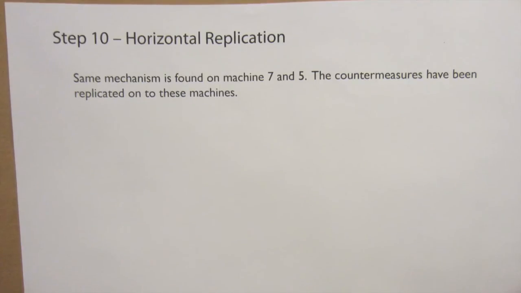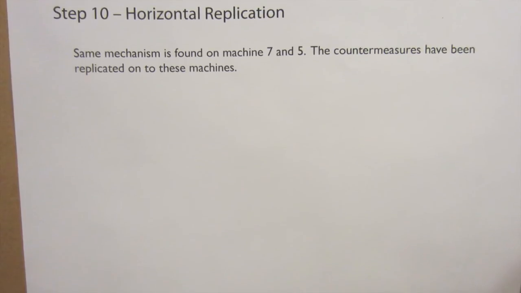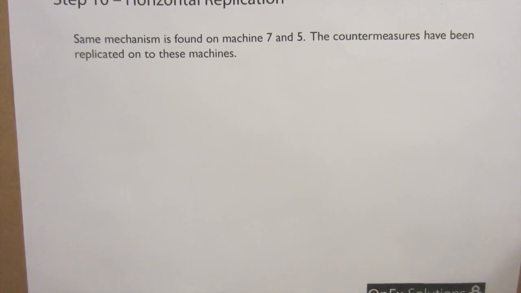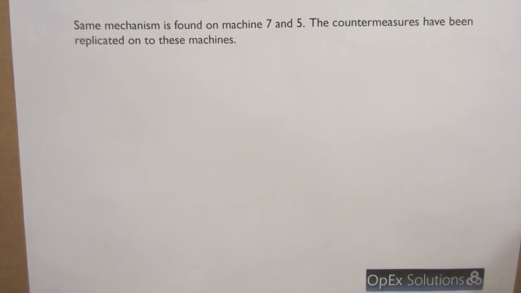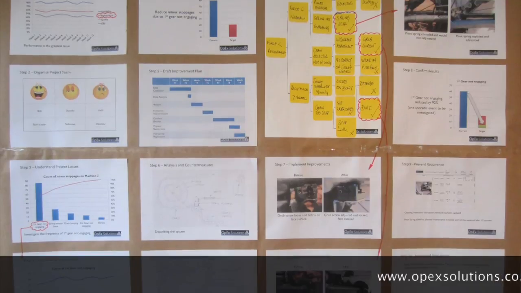The final step in the 10-step approach is horizontal replication, copying, or applying the countermeasures to other areas where this is appropriate. The Focused Improvement Activity Board should have a clear flow, telling the story of the activity in a logical way.